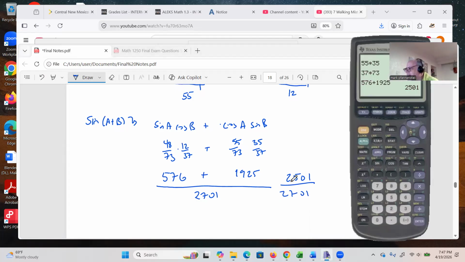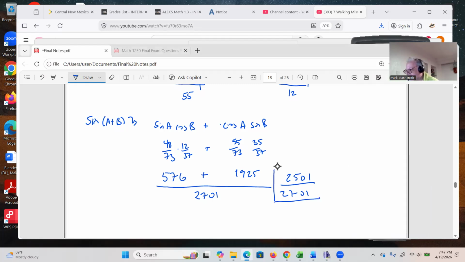Now, I don't think this fraction reduces. So we can say 2501 divided by 2701 equals, and then I'm going to go to my math function, choose fraction, and convert this to a fraction to see if I can reduce it. It doesn't. So it's just that fraction. My answer for this problem, the exact value, is 2501 over 2701. And that's what we're going to report as an answer.